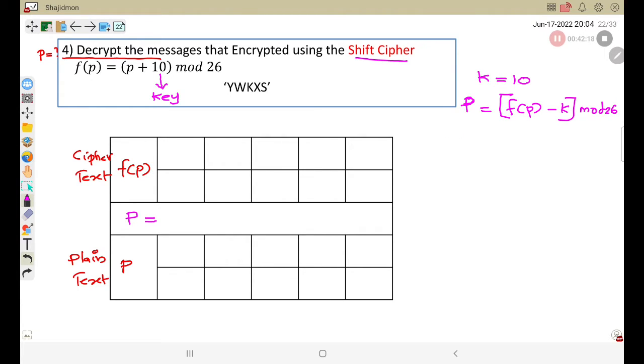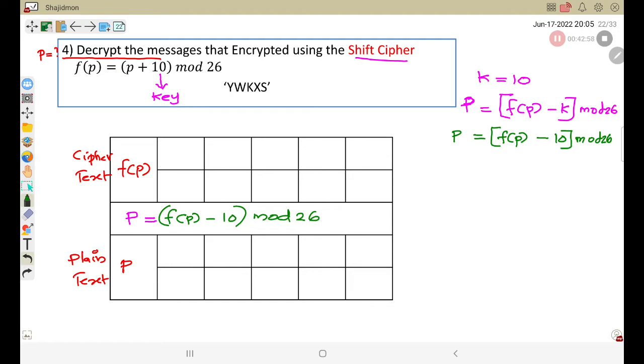So for a question like this, read the question one or two times, because the encryption rule is given but the question is decryption. How to write the rule? Plain text equals F of P value minus K number. The K number in our question is 10, mod 26. I hope you understood this one. Now this rule we need to use for the decryption. So I am writing here P equals F of P minus 10 mod 26.